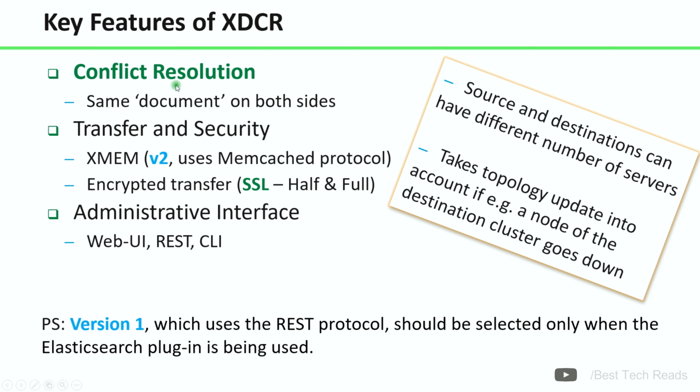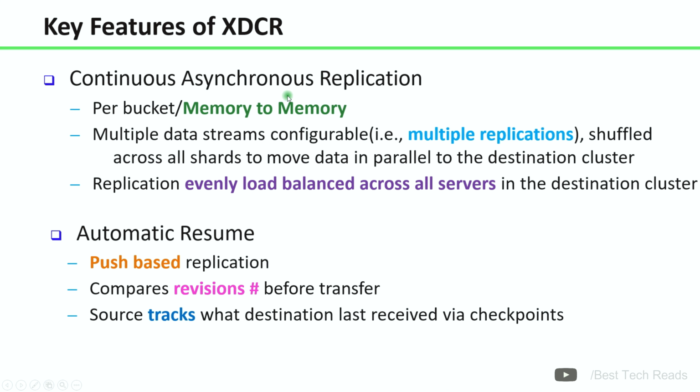If we have a master-master setup and the same document is updated in both clusters, then conflict resolution comes into the picture. Transfer and security: we can transfer using half SSL or full SSL. Administrative interface: we can administer XDCR from Web UI, REST API, as well as CLI commands. Continuous asynchronous replication: XDCR can be created per bucket. If you have 3 buckets in your cluster and you need replication for all buckets, you can create 3 replications. Or if you want only 1 bucket replicated, you can create 1 replication.